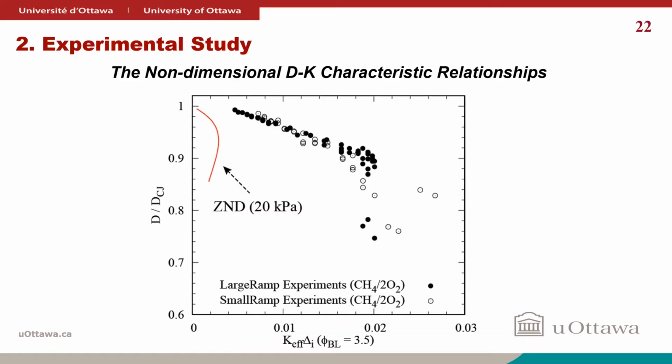Then this work also obtained both the experimental and the theoretical decay relationships. Here shows the comparisons between the experiments and the generalized DND model predictions for methane-oxygen detonations as shown here. Clearly, the DND model completely fails to predict the experimental data.